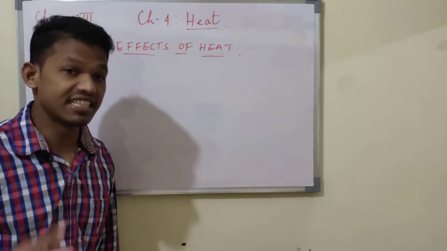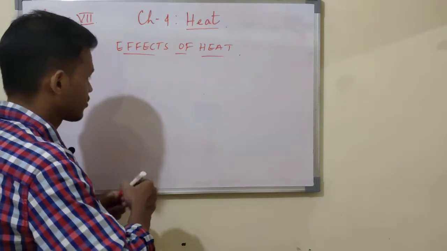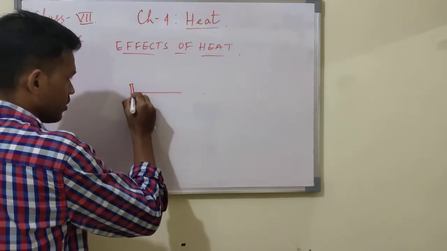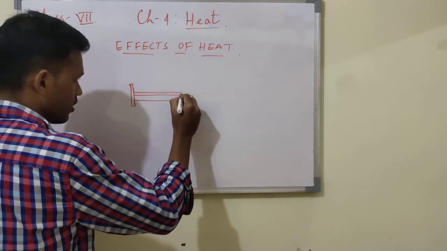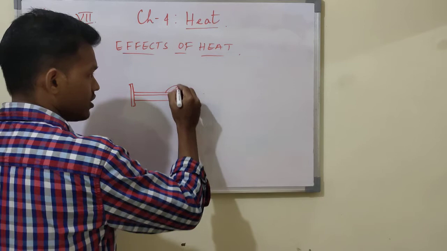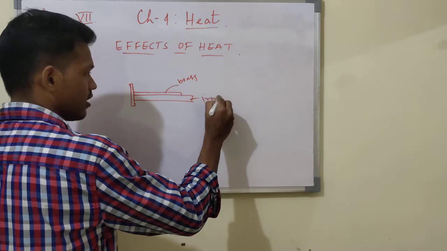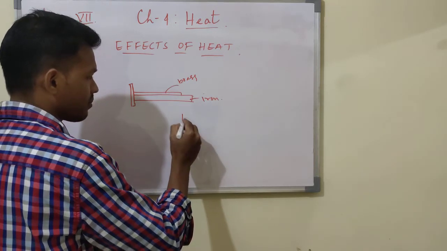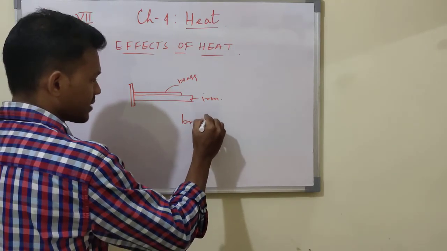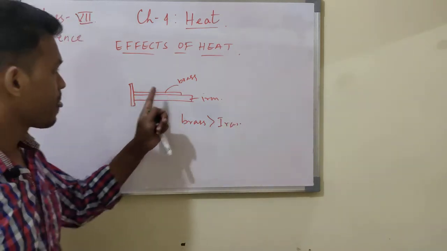So what is happening inside? Inside there are bimetallic strips present. For example, if you study a bimetallic strip, suppose this is connected like this. This is one strip. We can say this is brass and this is iron. If you talk about brass, its thermal expansion is greater than iron. So what happens?